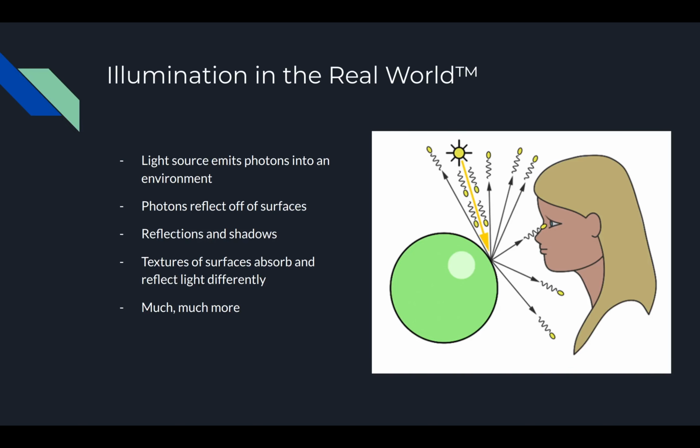So if we wanted to actually simulate what an environment looks like in the real world, we have to actually consider how illumination happens. So normally this happens through a light source that emits a bunch of photons everywhere. And these photons bounce off of surfaces at different frequencies, at different intensities, based off the color and the texture and the reflectiveness of these textures, and ultimately end up in our eyes. And that's what we perceive.